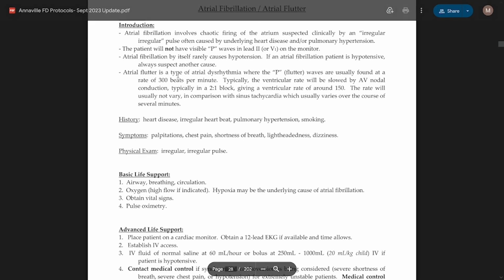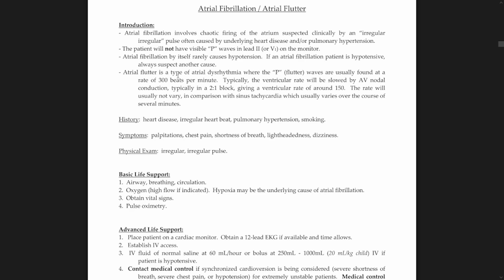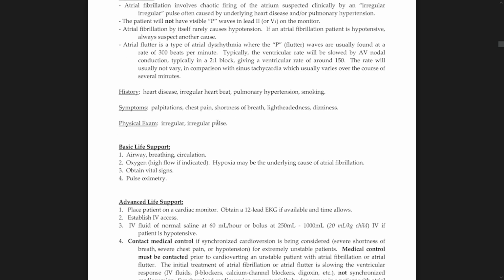Atrial flutter is a type of atrial dysrhythmia where the flutter P waves are usually found at a rate of 300 beats per minute. Typically, the ventricular rate will be slowed by the AV nodal conduction, typically a 2-to-1 block, giving a ventricular rate of around 150. The rate will usually not vary, in comparison with sinus tachycardia, which usually varies over the course of several minutes. The history includes heart disease, irregular heartbeats, pulmonary hypertension, and smoking. The symptoms involve palpitations, chest pain, shortness of breath, and lightheadedness or dizziness.